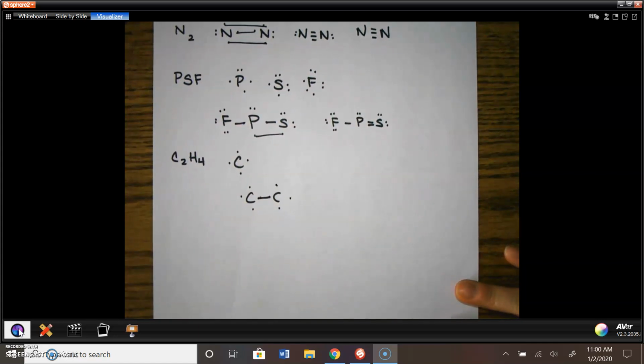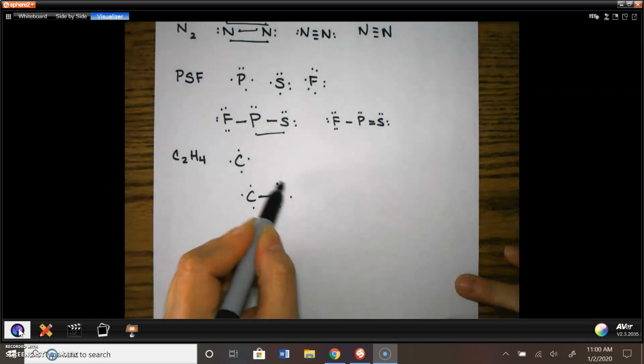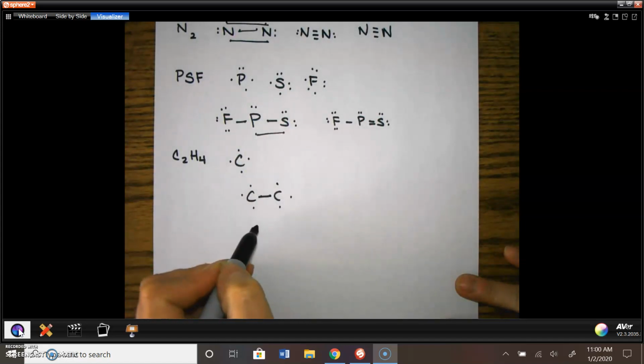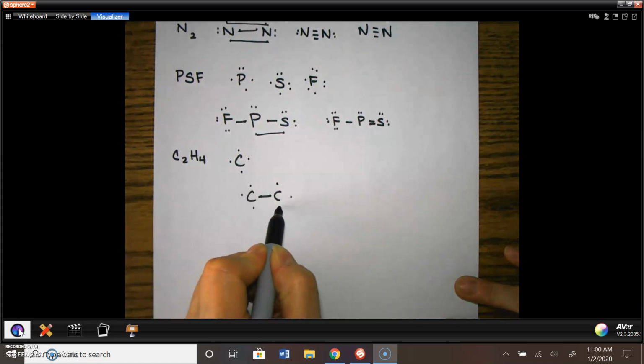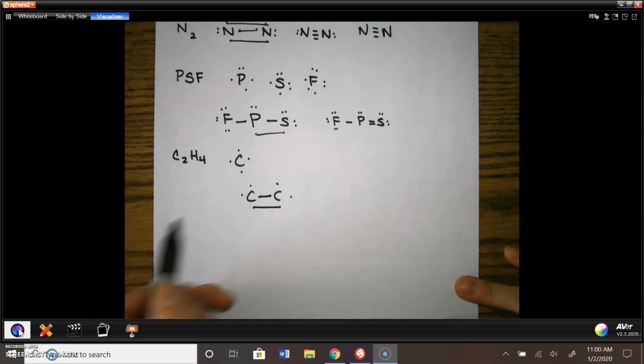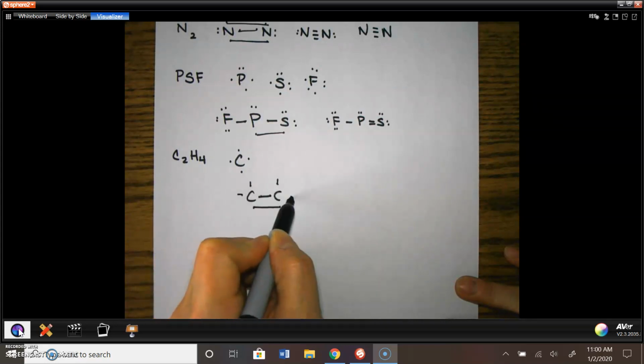So I want to try and keep things as symmetrical as possible. Since I have 4 hydrogens and I need 6 bonds, hopefully instinct says, well, you're going to have to form another bond between the carbons. And that's what I'm going to have to do. So I form another bond. Now, look, I've got spaces for the 4 hydrogens.